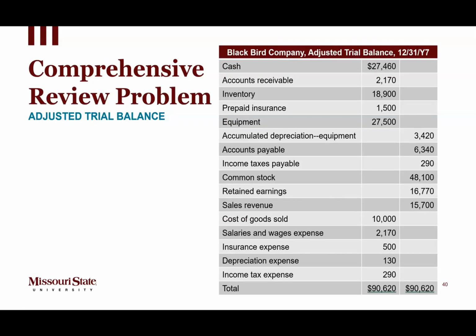Okay. Here is your adjusted trial balance. As you can see, everything balances at the end, your debits and your credits. Recall, this is going to be assets, right? Liabilities, revenues, expenses. Okay.